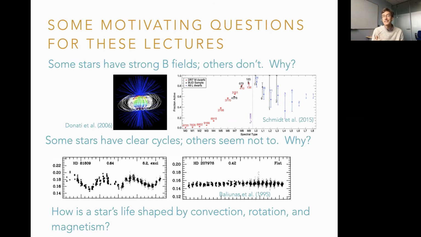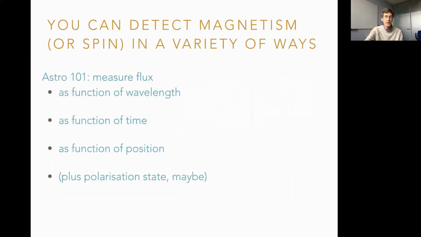Does rotation or magnetism or convection, the details of convection, I should say, does that matter for the life of a star? And if so, how? So that's the kind of story of these lectures, I guess.